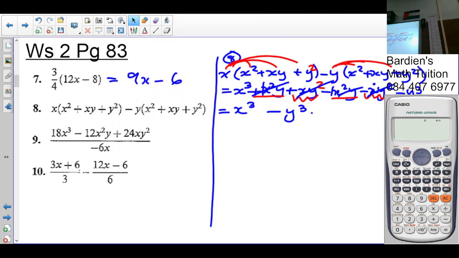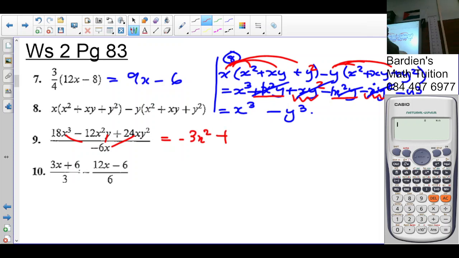Okay. Number 9, what's the answer to number 9? Negative. Put each one, of course, always have negative 3x squared plus 2xy minus 4y squared. Any confusion there?